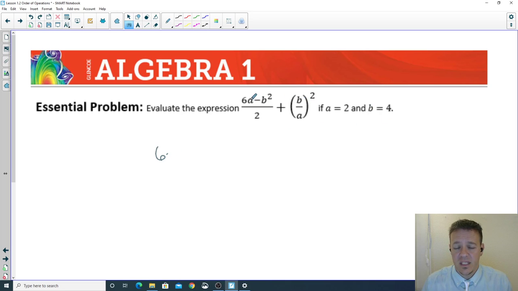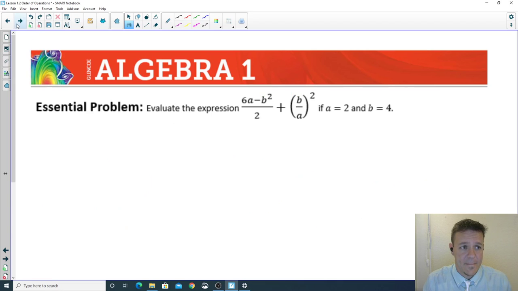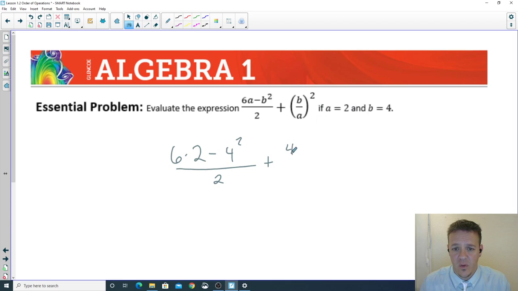So this is going to be 6 times a, which is 2, minus b squared, which is 4 squared, right? And then it's all over 2, plus, and then it's going to be 4 over 2, and that is squared. So the challenge is going to be, where do you start?